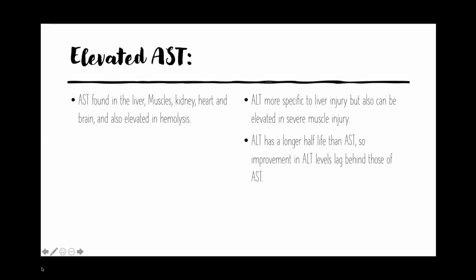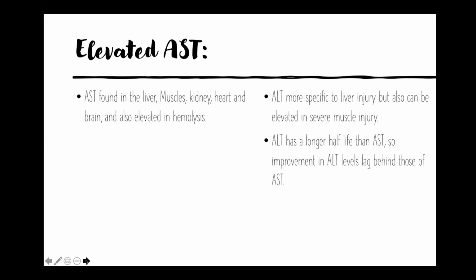So just keep in mind, guys, that AST can be found in the liver, but also in muscles, kidney, heart, and brain, and is also elevated in hemolysis. ALT is more specific to the liver, but it can also be elevated in severe muscle injuries, such as in this patient. And also keep in mind that ALT has a longer half-life than AST. So in general, what gets better is AST first, then ALT, then ALK phos. ALK phos would lag behind all of them. It might take weeks. So this patient ended up having rhabdomyolysis due to cocaine intoxication.